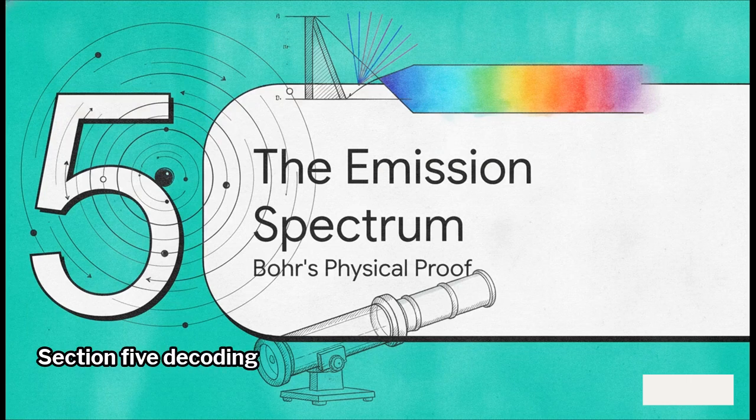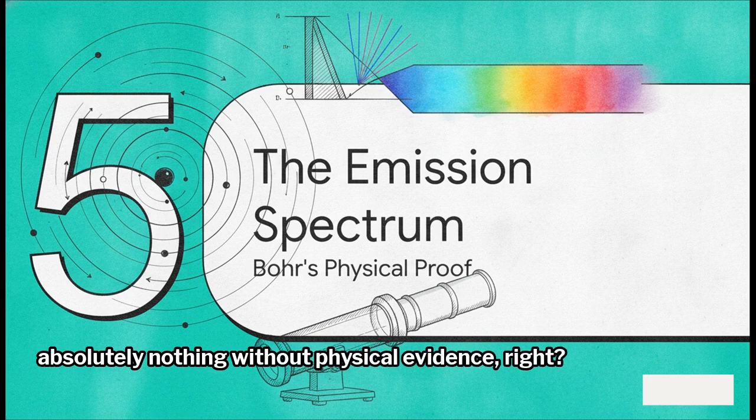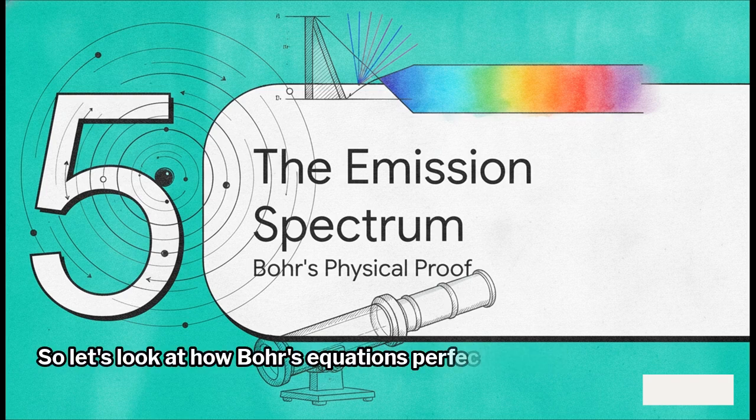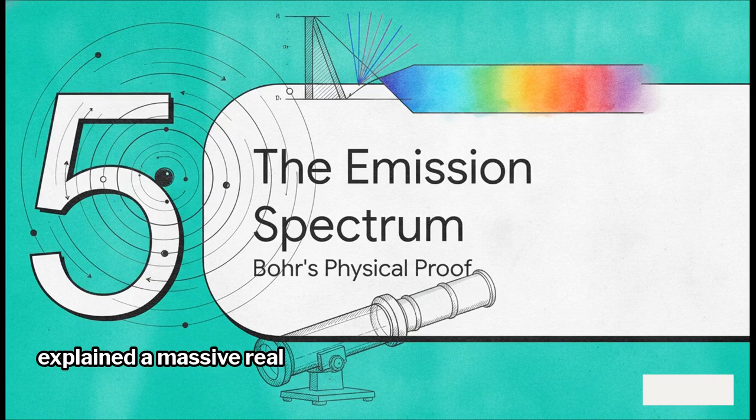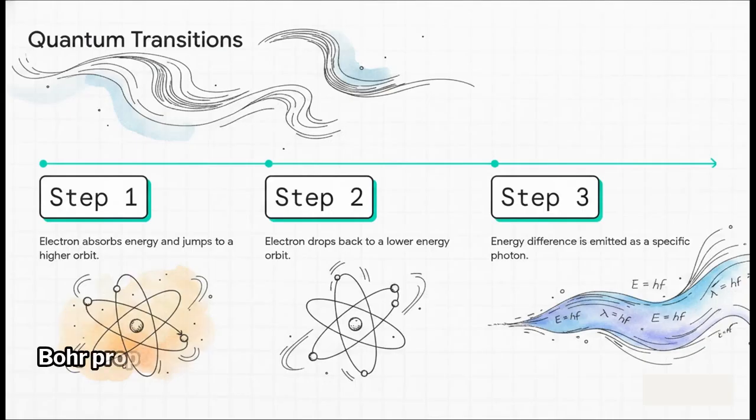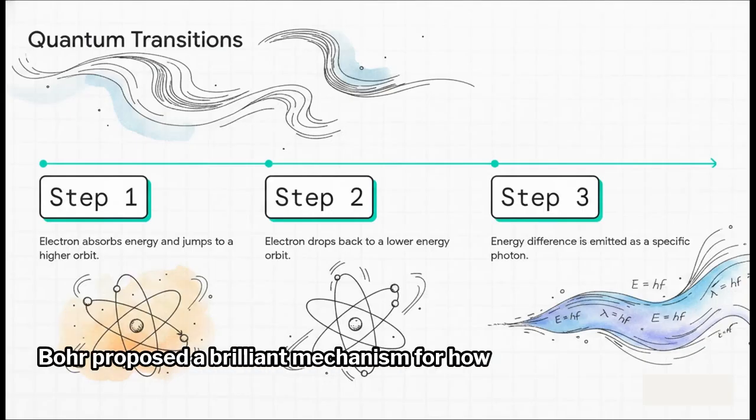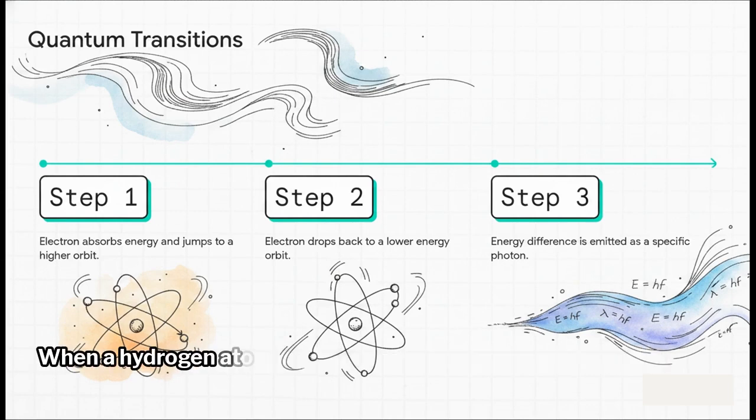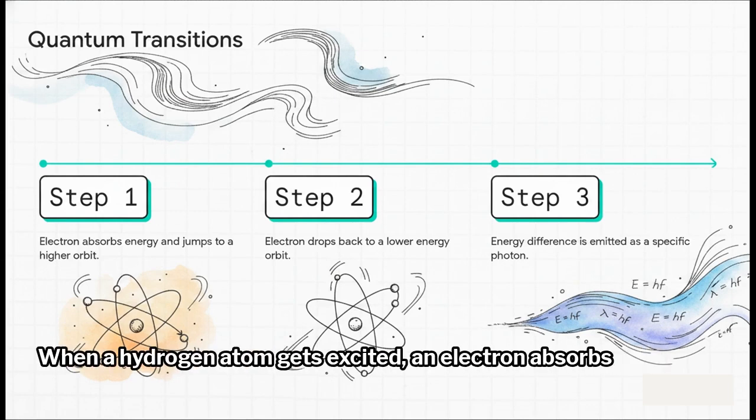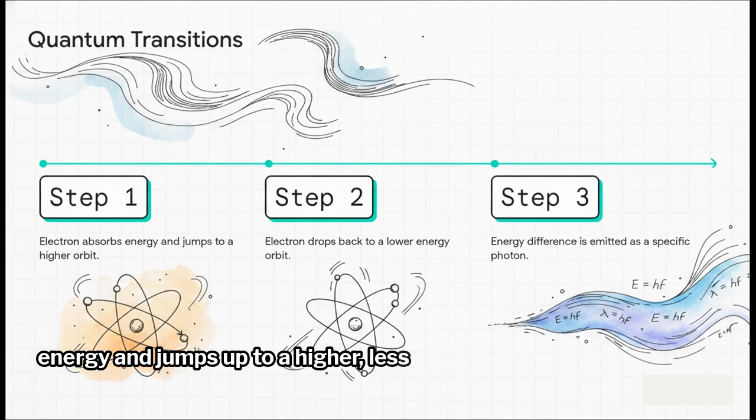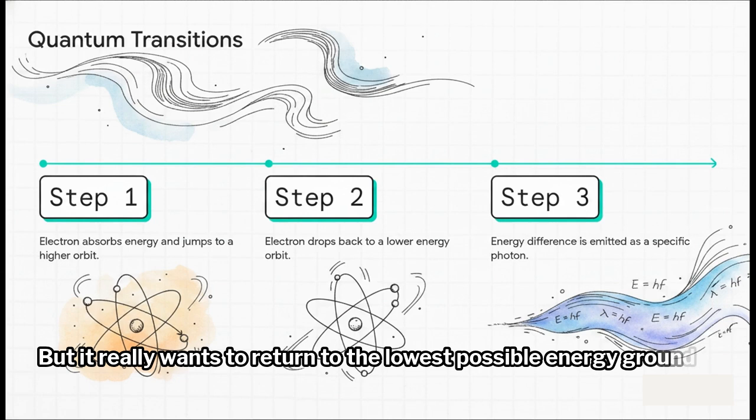Section 5. Decoding the emission spectrum. Bohr's physical proof. Of course, mathematical elegance means absolutely nothing without physical evidence, right? So let's look at how Bohr's equations perfectly explained a massive, real-world mystery. Bohr proposed a brilliant mechanism for how atoms emit light. When a hydrogen atom gets excited, an electron absorbs energy and jumps up to a higher, less stable orbit. But it really wants to return to the lowest possible energy ground state.